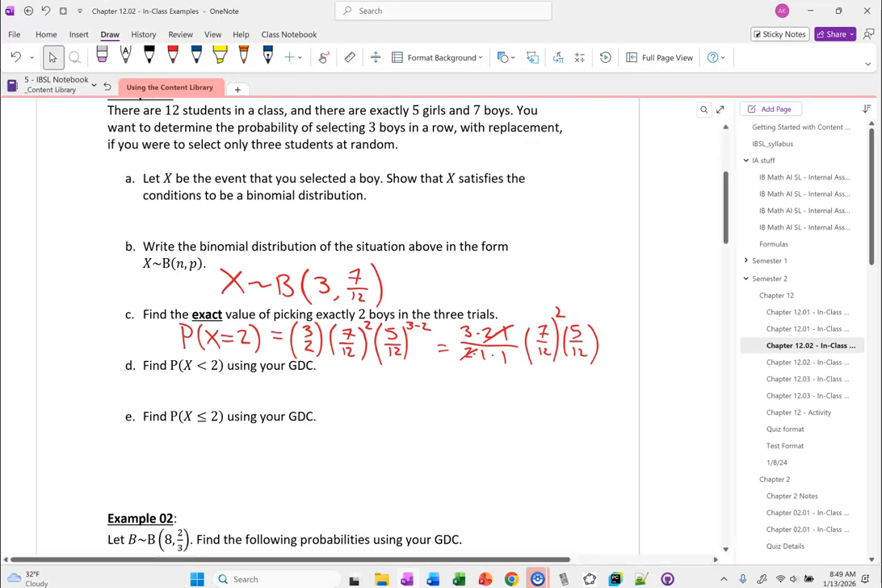Find P of x is less than 2 using your calculator. Who can give me that? Quick, it's a race. Mash those buttons. Who's gonna win it? The pressure's on. Emerson? Anthony? Emerson?